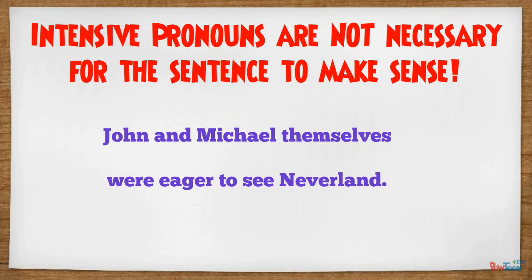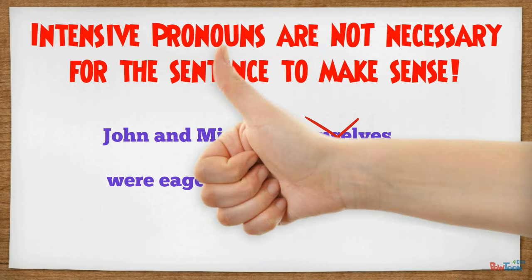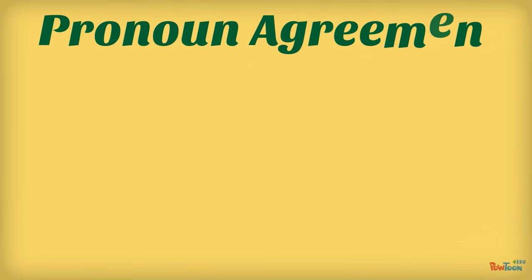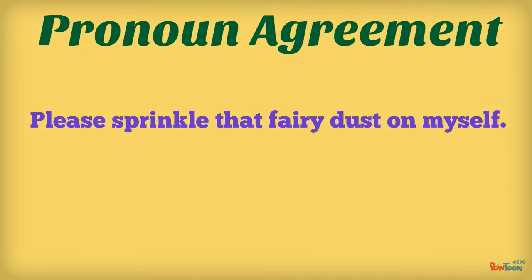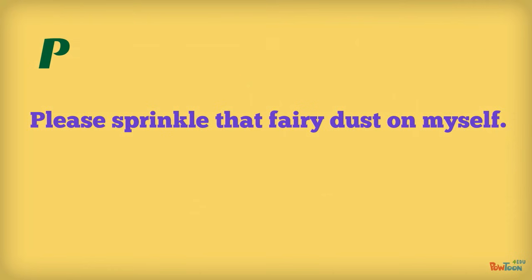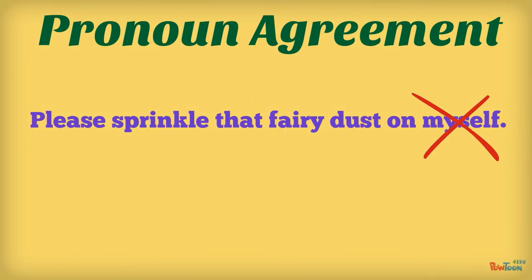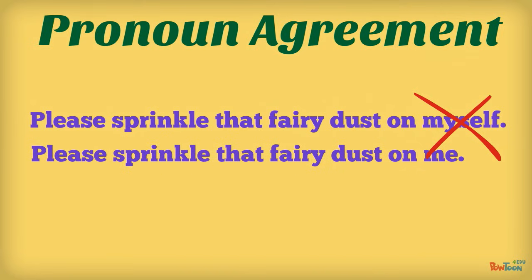Since the job of the intensive pronoun is to simply emphasize, we can remove it from the sentence without losing the main idea. Don't forget, just like personal and possessive pronouns, reflexive and intensive pronouns need to agree in number, person, and gender. A sentence such as, "Please sprinkle that fairy dust on myself," is incorrect because there is no I subject to which the pronoun myself can refer. In this sentence, you should simply use an object pronoun.